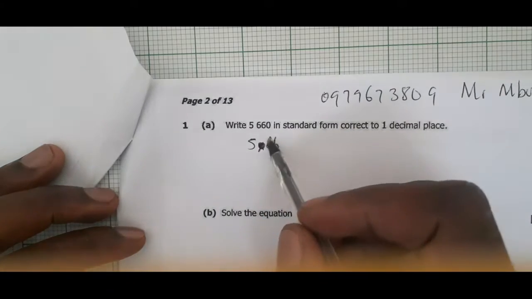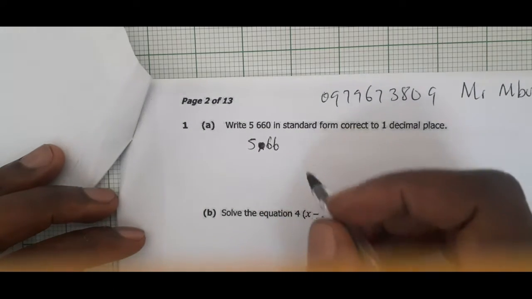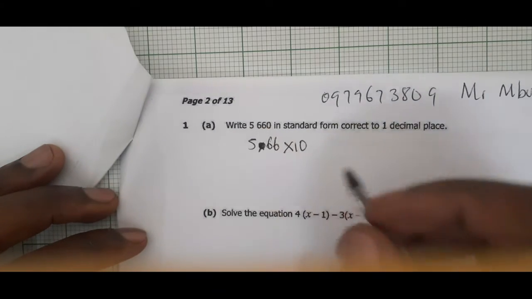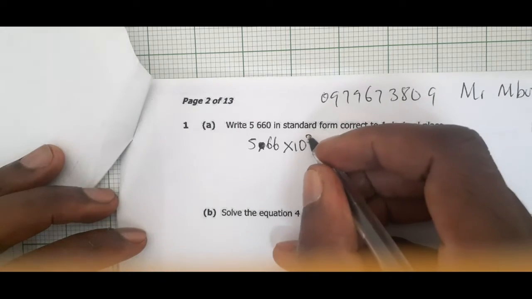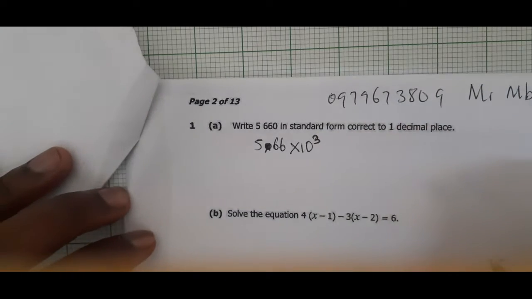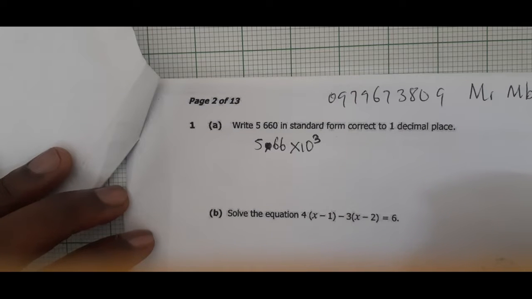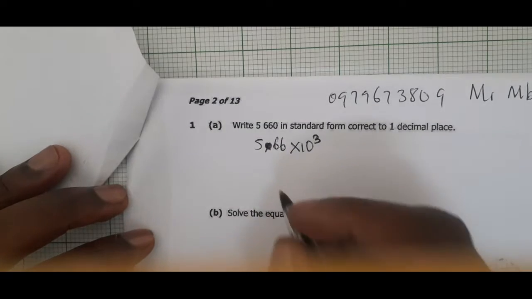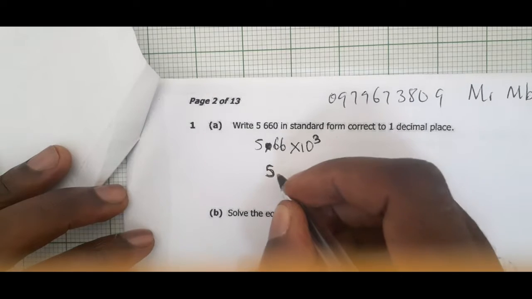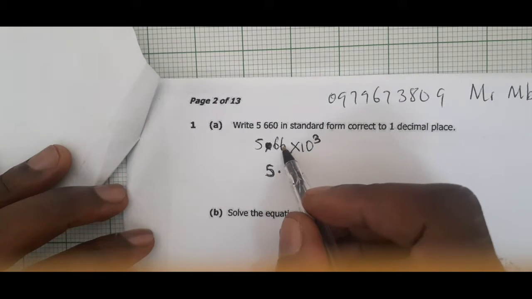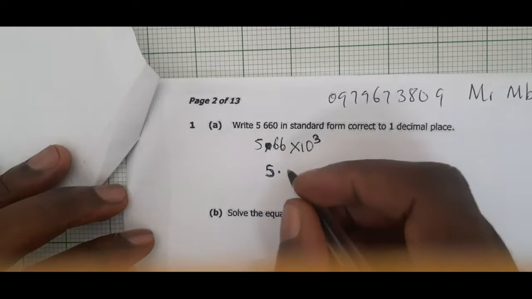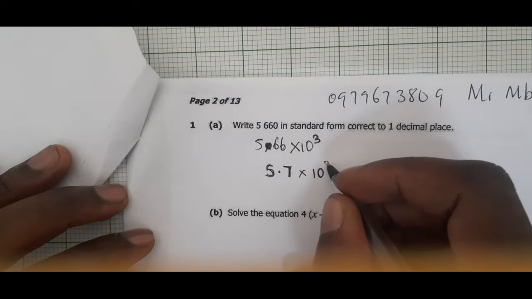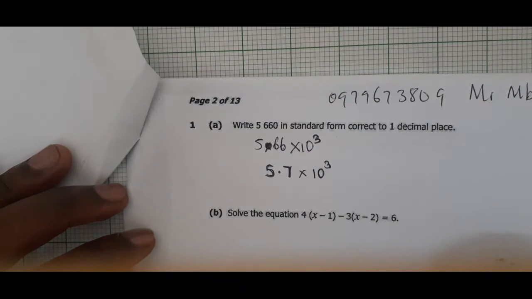Sorry, this is point 5.66, we can forget about the 0, then we say multiplied by 10. How many steps? 1, 2, 3. So we can say 3 here. Now, because the question said to correct to 1 decimal place, and here we have 2 decimal places, we need to rewrite this so that we have 1 decimal place. So it will be 5 point, and from this 6, we'll add a 1 to the preceding number. So we'll have 5.7 multiplied by 10 to the power 3. That is what is going to be our answer here.